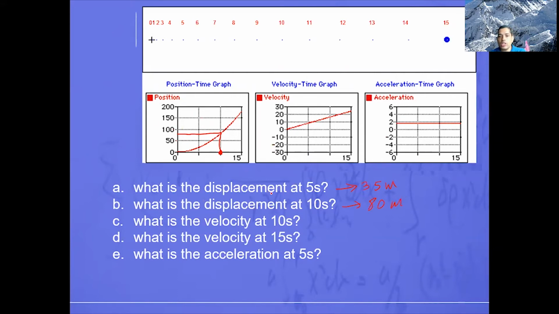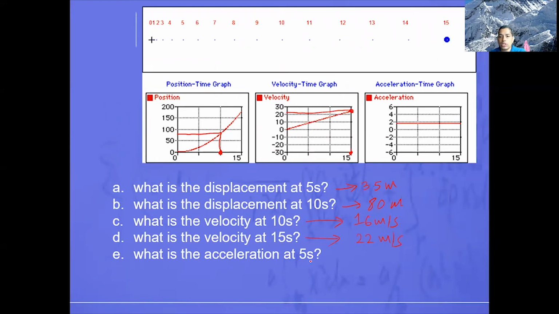What is the velocity at 10 seconds? So what is the 10 second here? This is the 10 second, right? Velocity graph. So here, how much is the velocity? I don't know, something like slightly more than 15, because 10 and 20, right? So this is maybe 16 meter per second, okay? Then similarly, what is the velocity at 15 seconds? 15 second velocity is here, right? So I don't know, this is maybe 22 meter per second.